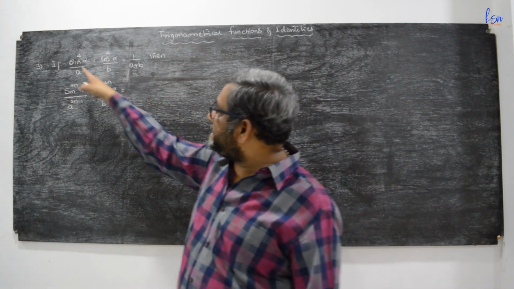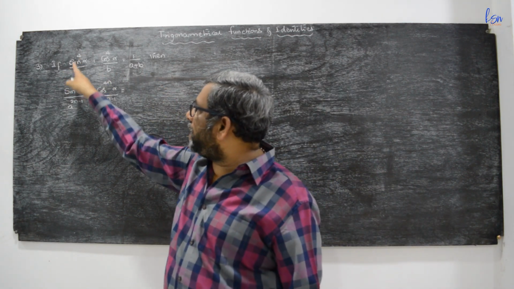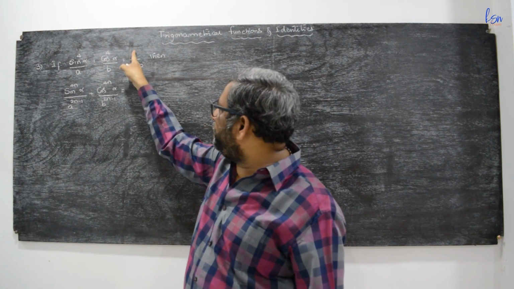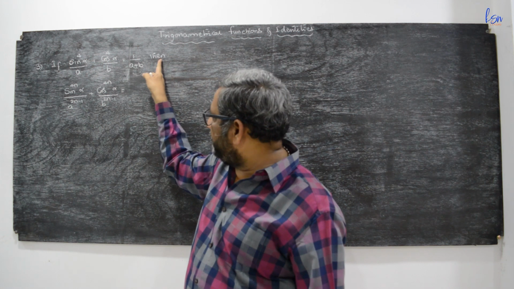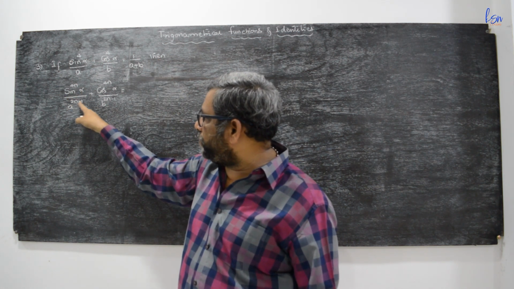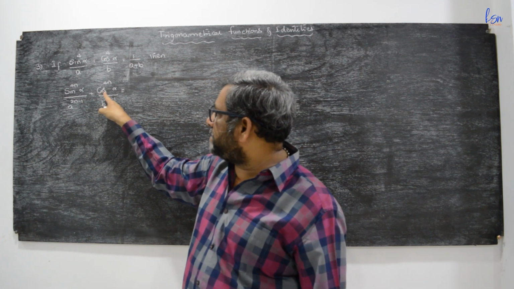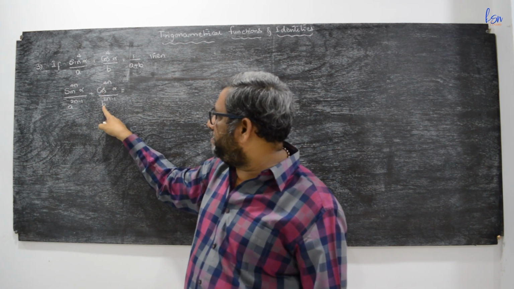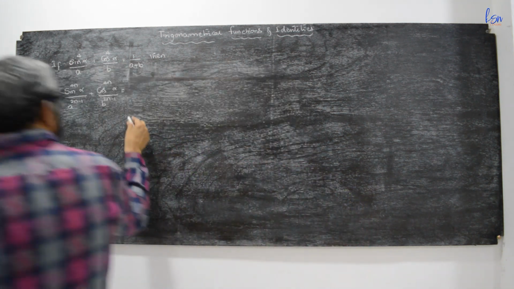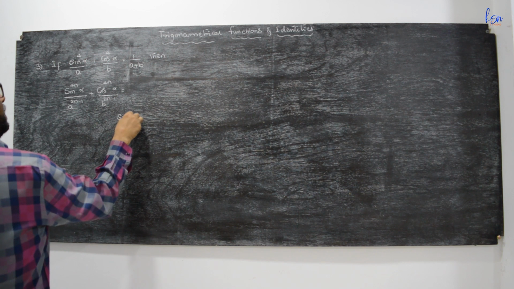The third question is, if sin to the power of 4 alpha by a plus cos to the power of 4 alpha by b is equal to 1 by a plus b, then sin to the power of 4n alpha by a to the power of 2n minus 1 plus cos alpha whole power 4n by b to the power of 2n minus 1 equal to. Now we'll look into the solution.